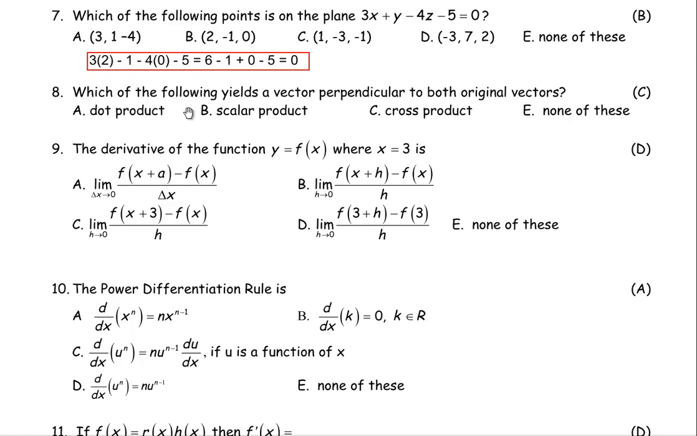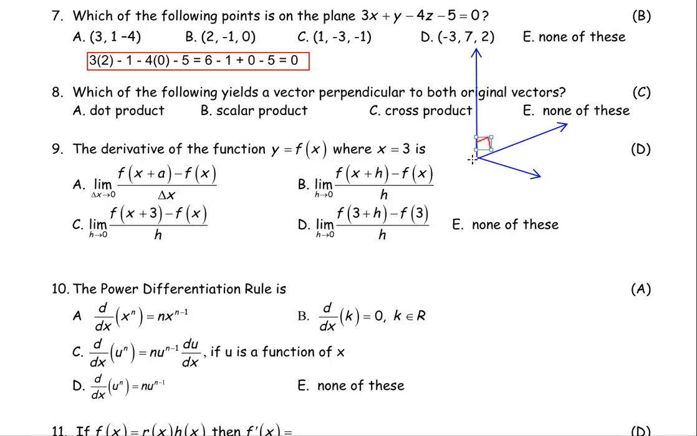For number 8, which of the following yields a vector perpendicular to both original vectors? And that's the definition of what cross product is. If you have two vectors in three-dimensional space, so let's say those are the two vectors, then when you calculate the cross product, it gives you a vector that's perpendicular to both of them. And so these angles both here would be right angles.